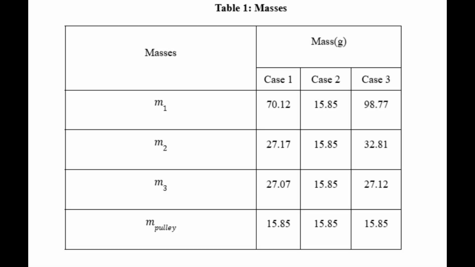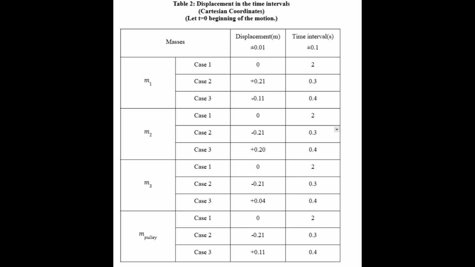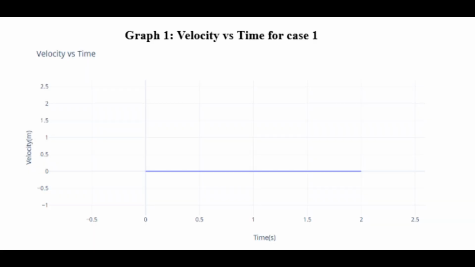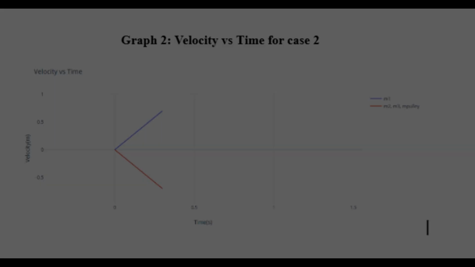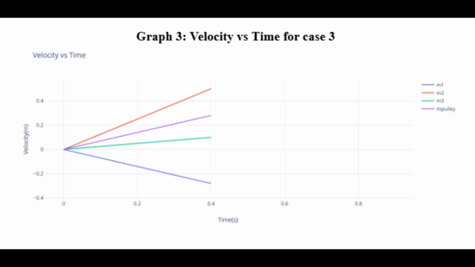This table shows the masses used in the experiment. And this table shows the displacement of each mass in each case. And this graph provides information on the velocities of the masses in each case. This is the first graph, velocity versus time for all masses in case 1. This is the second graph, also a velocity versus time graph, with each colored line representing a different mass in case 2. The final graph is a velocity versus time graph for case 3, where each colored line represents a different mass.